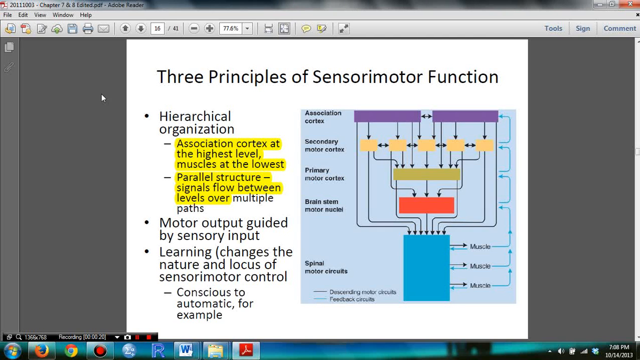And then for the three principles of sensorimotor function, keep in mind that it's also in a hierarchical organization, association cortex at the highest level and muscles at the lowest level. And it also has a parallel structure. Signal flows between levels over multiple paths. And then also motor output is guided by sensory input and also learning changes in nature and the locus of sensorimotor control.